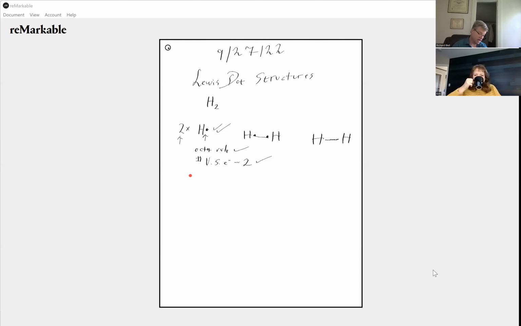Everyone seems to know that oxygen is a diatomic allotrope, O2. The first 3 Lewis dot structures we're going to do are elements for a very specific reason. So we have 2 oxygens.